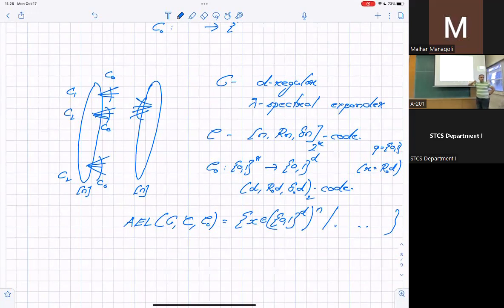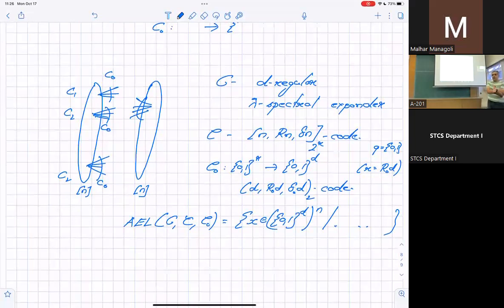So it's almost the same thing. Think of the ABNR construction. We had the code on the vertices, and we just pushed that vertex symbol on the edges. So we have R bits on each vertex. You apply C naught, you get D bits, and then push those D bits across. That's all. Previously, we pushed the same symbol on all the edges.